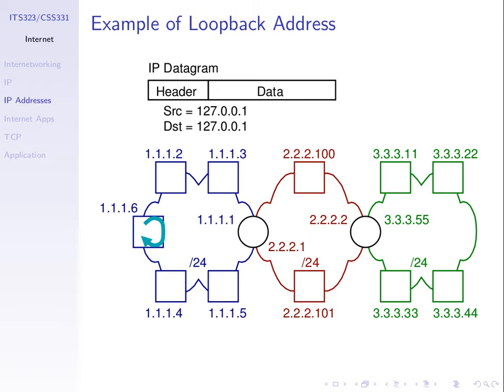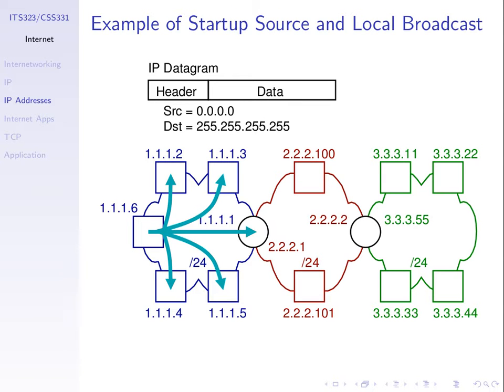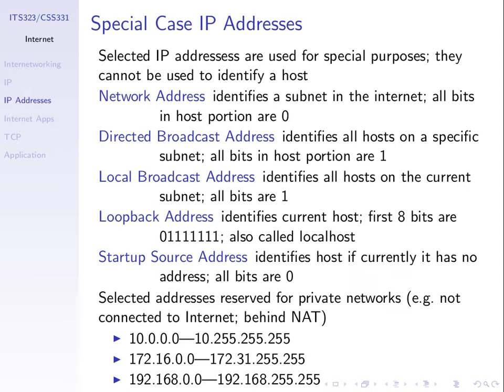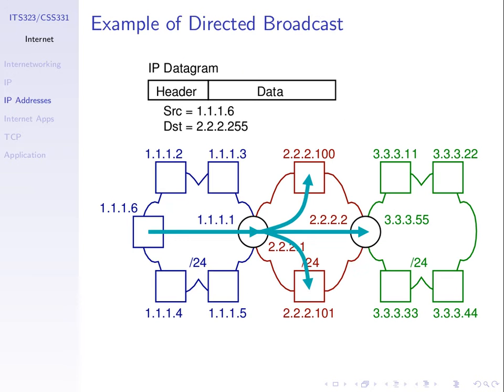And the last two special cases: the startup source address and the local broadcast address. What are the values? The local broadcast address is all binary ones, 32 binary ones, 255.255.255.255. And the startup source address is all binary zeros, 0.0.0.0. Two special cases. How are they used?